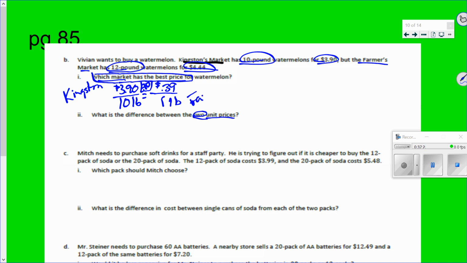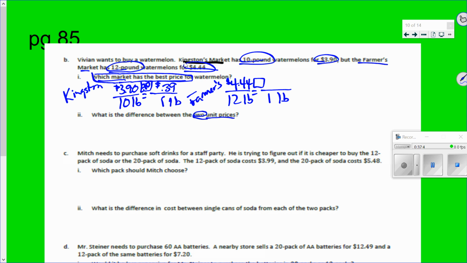Then we have Farmer's Market. They are $4.44 for 12 pounds. How do I get down to 1 pound if I started at 12? What's in my magic box? Mary?